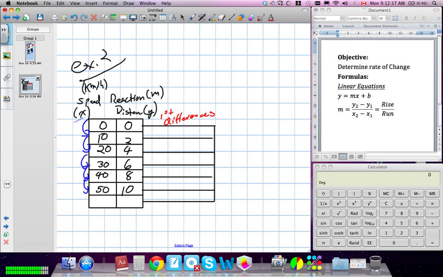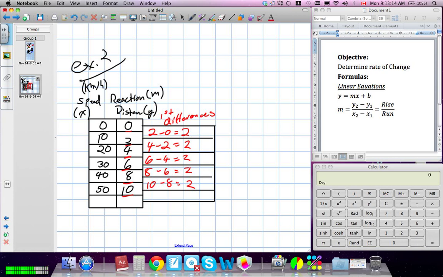So in other words, first differences, what I'm going to do is I'm going to take 2 and subtract 0. 2 subtract 0 is 2. Okay? Then we take the next number down and subtract the one above. We take 4, subtract 2, 2 again. 6 subtract 4 is 2. 8 subtract 6, 2, and 10 subtract 8, we got 2 again. So what we found is that the change is constantly 2 meters in terms of his reaction time.